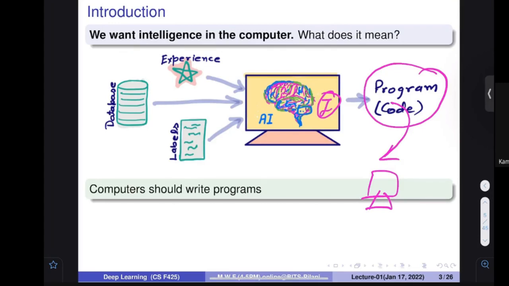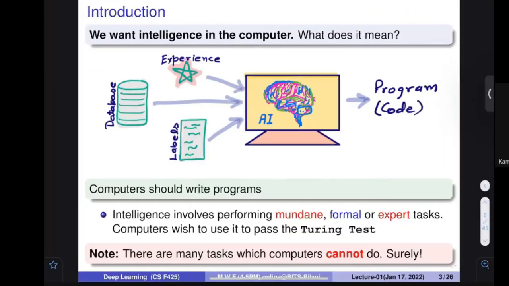Again, this is not human intelligence, so we generally term it artificial intelligence, because this intelligence is not human intelligence. It is coming from the computers. So our objective is that somehow the computer should be able to relate multiple things, and it should write a program.